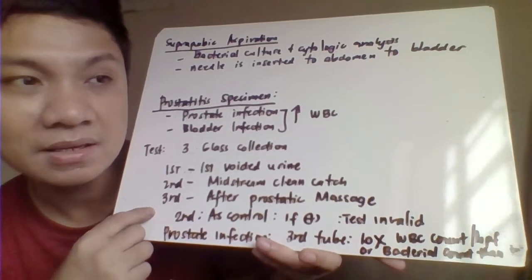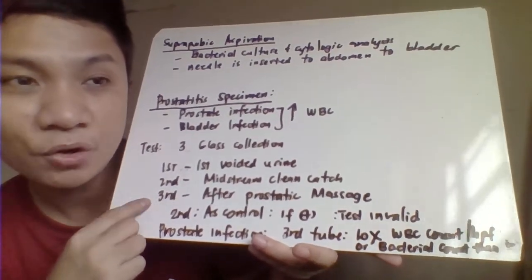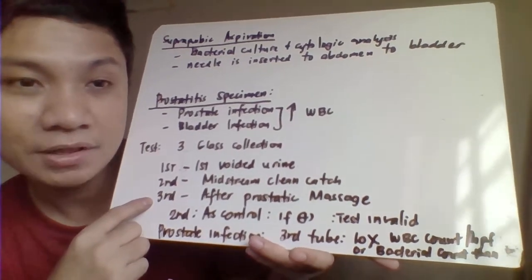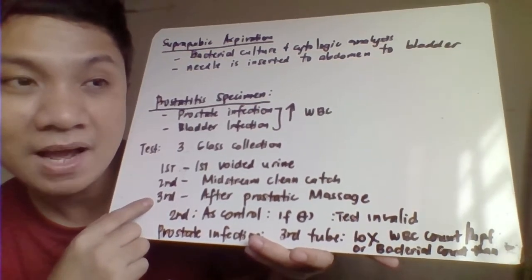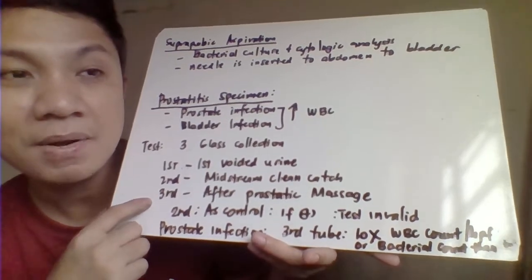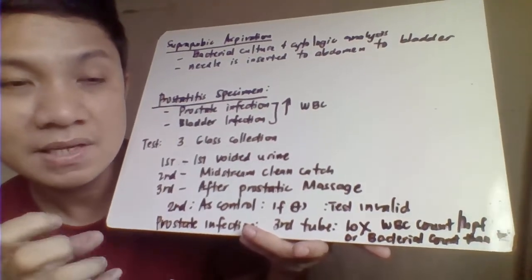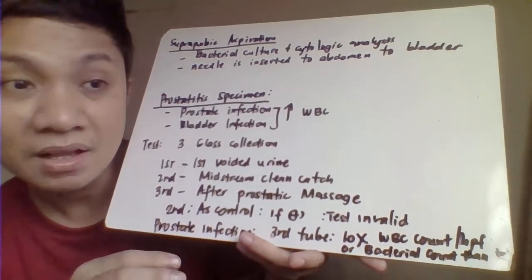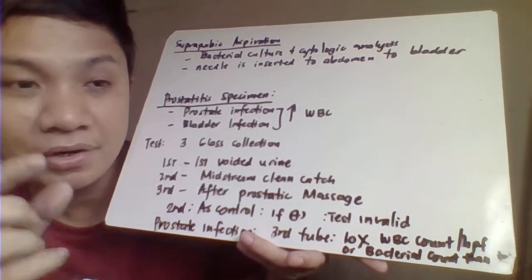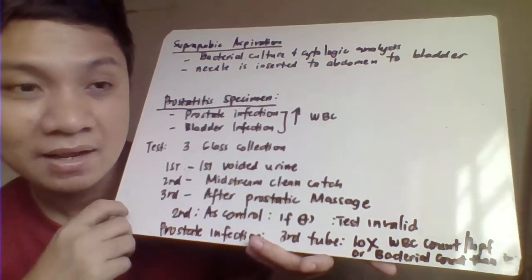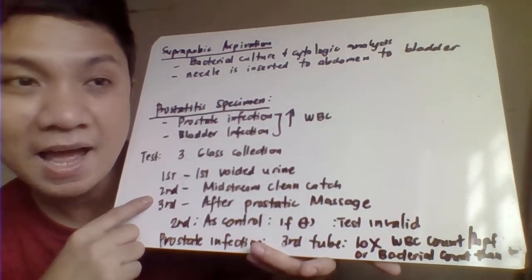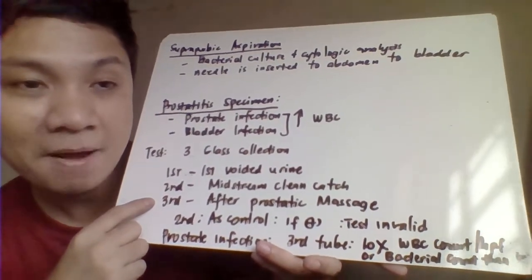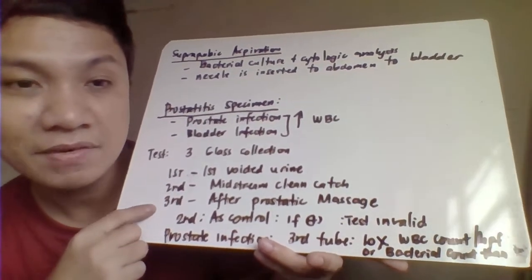Bakit magiging invalid? Kasi hindi natin malalaman ngayon kung saan galing ang bacteria or your WBC. Is that in your bladder or is that in your prostate? Kasi pag nag-secrete ng secretion coming from the prostate, dadaan pa rin siya sa ating bladder, urethra. So kung positive na ito, hindi mo na malalaman kung saan galing ang infection. So dapat hindi ito positive ang second tube natin.